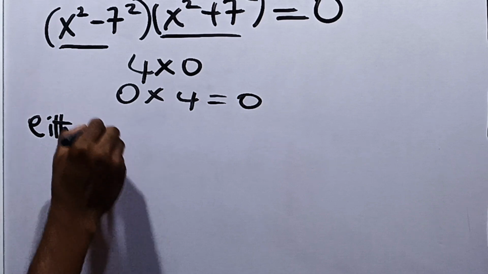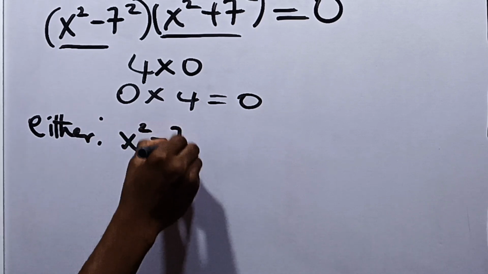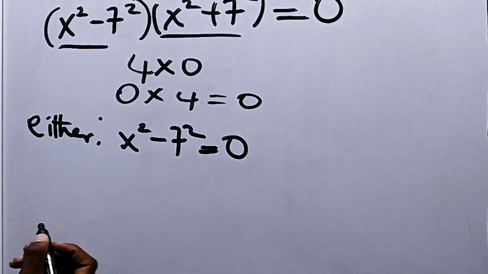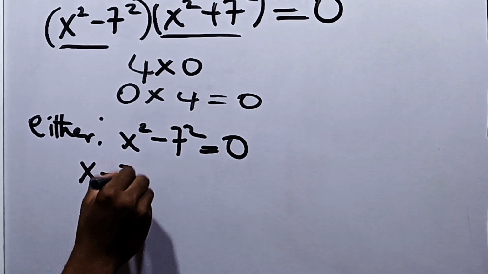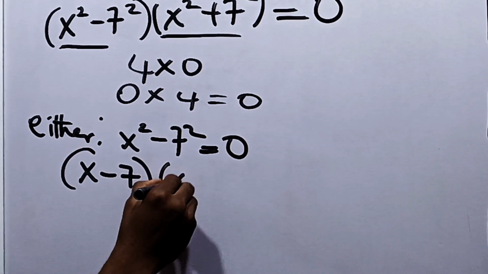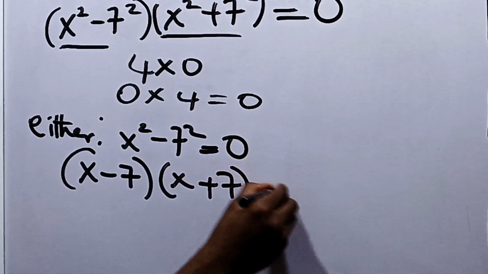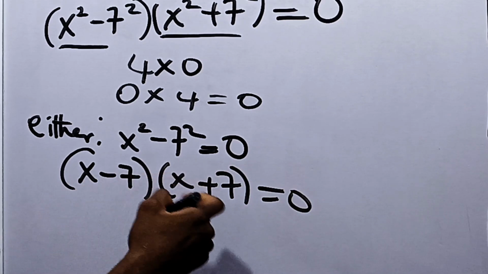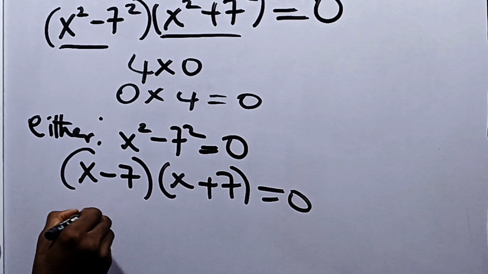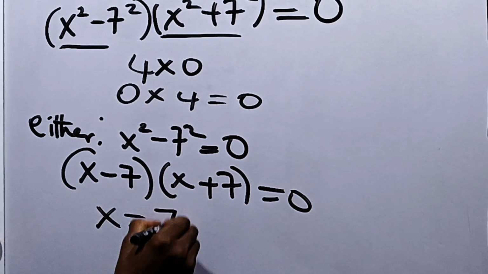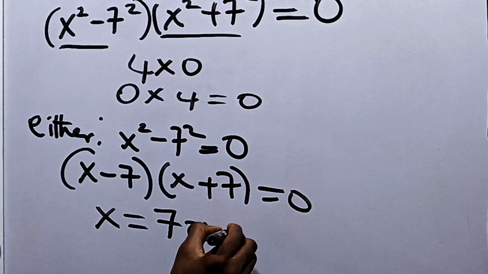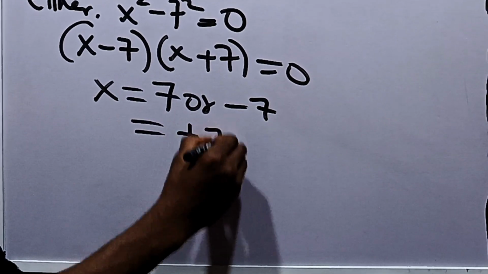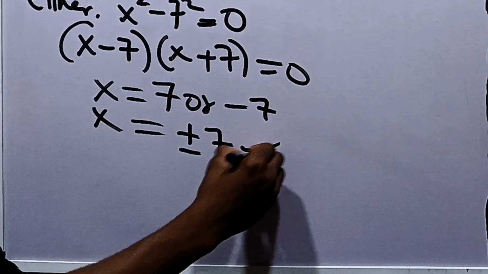So we can now say it's either that this first term, which is x squared minus 7 squared, is equal to 0, okay? From here, we now use the difference of two squares again. So we have x minus 7 multiplied by x plus 7 is equal to 0, okay? Now, from here, we can now say that it's either this is equal to 0 or this is equal to 0. So x will become 7 or x will become minus 7. So x is equal to plus or minus 7, okay? So these are the first two answers for x.